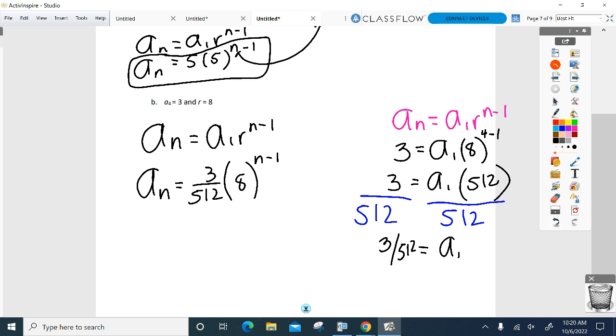Anything else? I'm finding the nth term before we have to read, unfortunately.